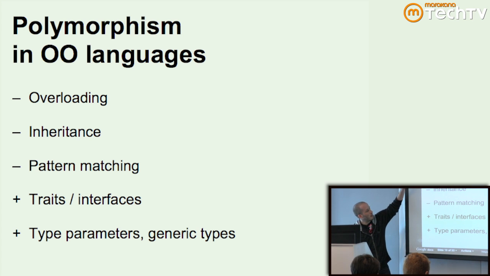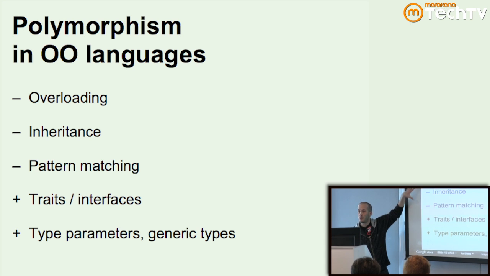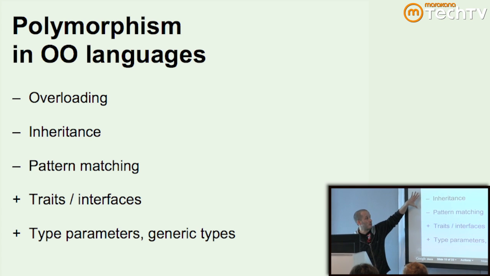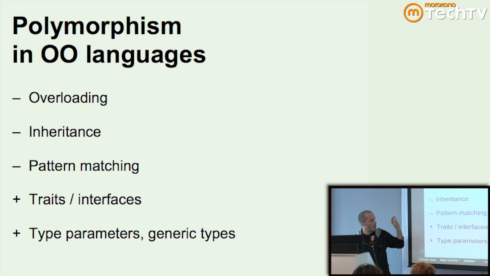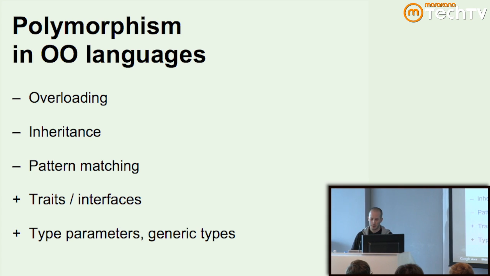I've marked those three with minus signs because we're not going to use those in the type class pattern at all. The language features for polymorphism that we are going to use, we're going to use traits, or interfaces, as they're called in Java. And we are going to use type parameters, also known as generic types. So we'll see that in the code in a minute.